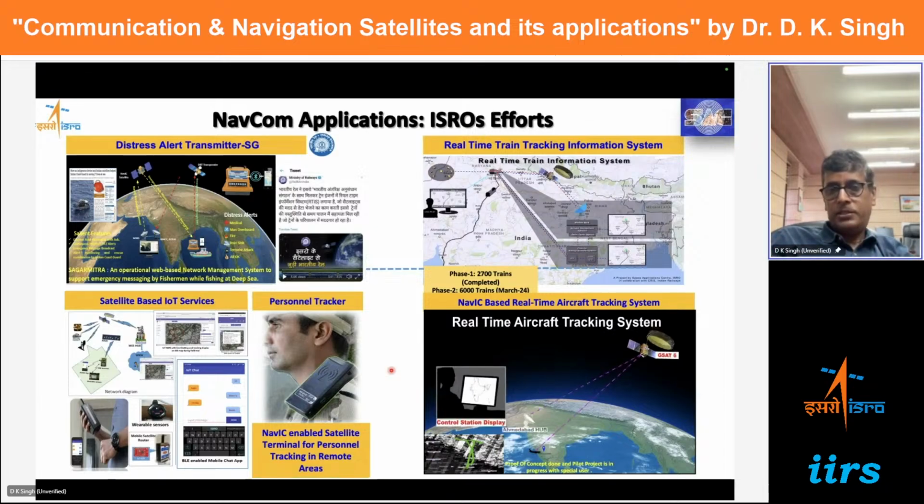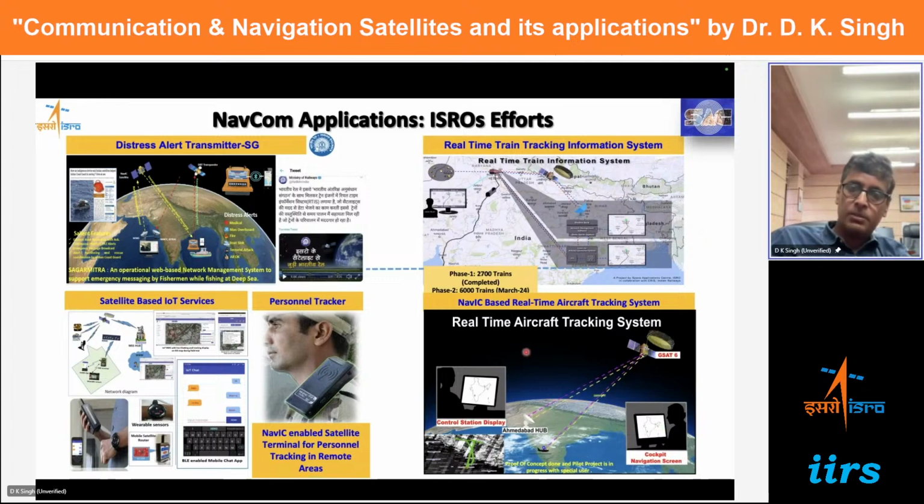Then there is a combo application where satellite communication and satellite navigation are both merged together. So the position is transmitted in real time via satellite, because you are not getting the terrestrial network in all the places, especially in the scenario of distress, in the scenario of, let us say, railways. So railway has deployed real-time train tracking information, which uses the navigation satellite along with our MSS GSAT-6 satellite, and with this they are tracking more than a few thousand trains as of now. And the same system has been experimented for real-time aircraft tracking.